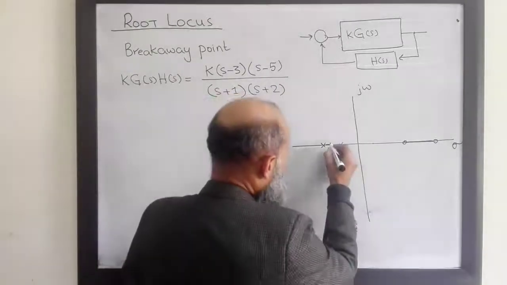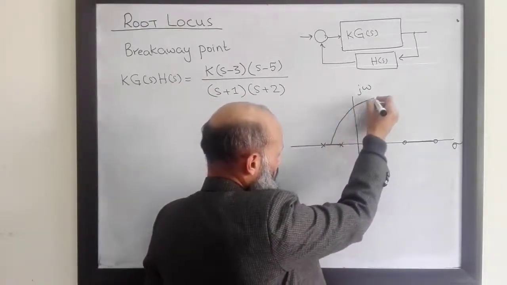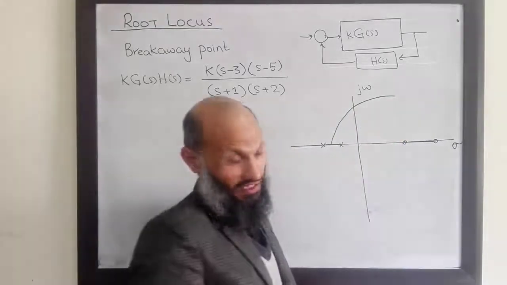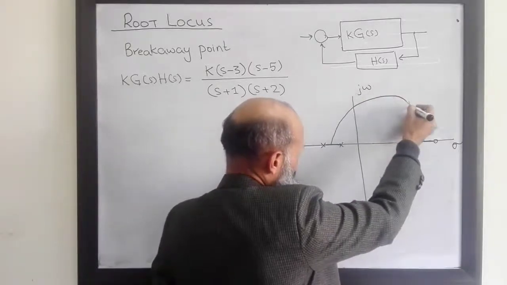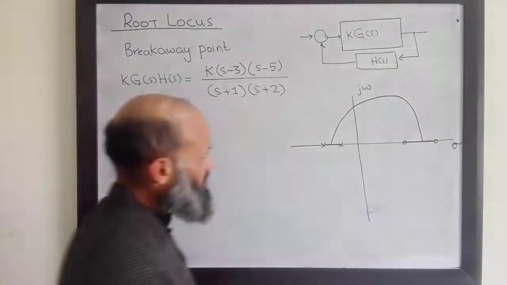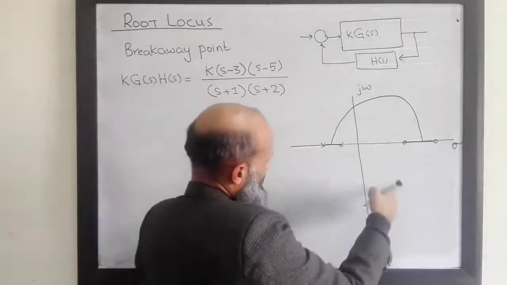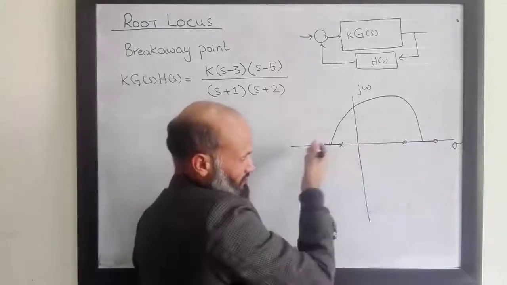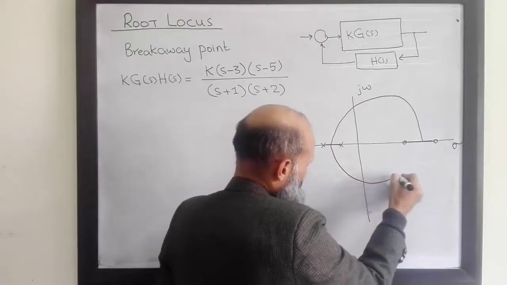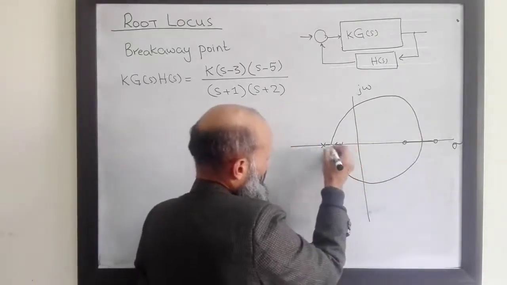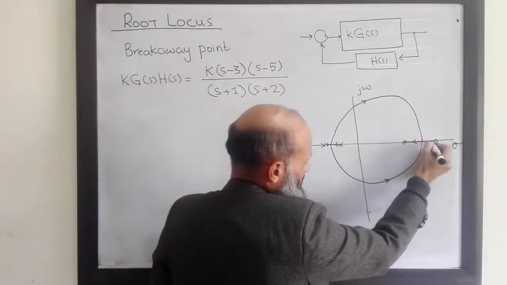So here is a rough sketch. The root locus will leave this real axis and then follow some path. This is a rough sketch. Exact path we are not interested in many cases. So we'll enter into this point and then approach the zeros. So this root locus is symmetrical about the horizontal axis. So whatever is the graph over here, the same is over here. So root locus starts from poles and ends at zeros.